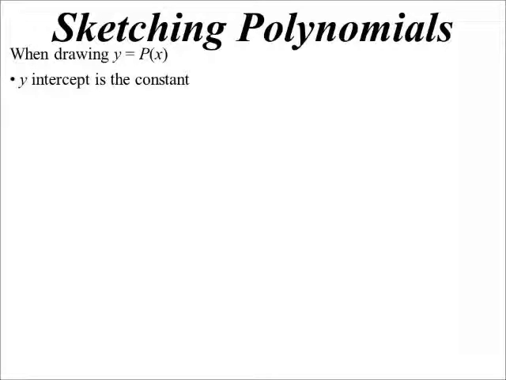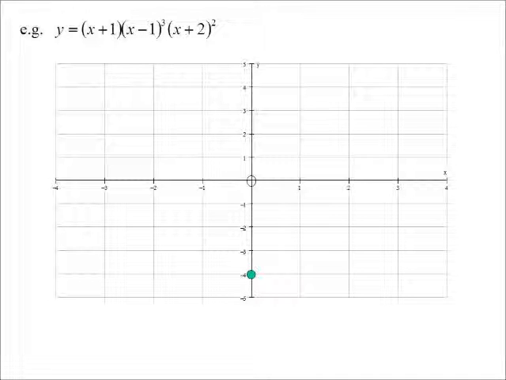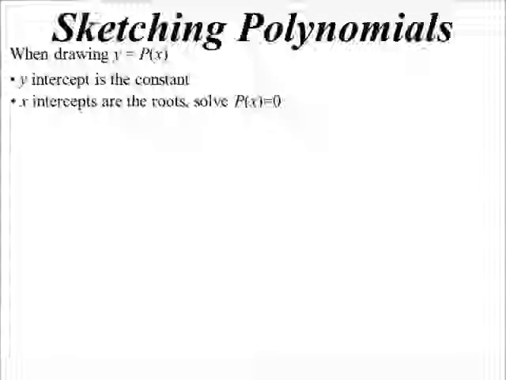The y-intercept is, of course, always the constant, so that's an easy point to plot. So let's do that with this one. You don't have to expand it out, because to work out the overall constant, it's always got to be the constants times the constants. So in this one, it's going to be 1 times negative 1 cubed times 2 squared, which is equal to negative 4. So we'll plot that point in.